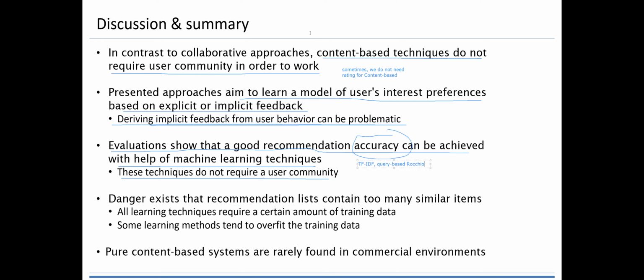And a danger is that the recommendation list may contain too many similar items. Okay, this is because if you look at the similarity of those keywords or the genre or some other things from the content, there might be too many similar items. So all learning techniques require a certain amount of training data. And some learning methods tend to overfit. So I do not explain the overfit in this case.